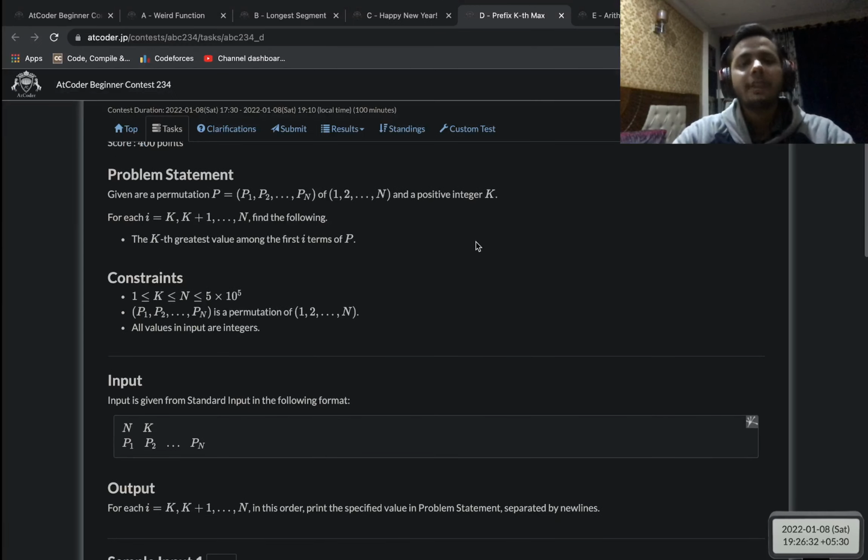Given a permutation P of 1 to n and a positive integer k, for each i from k to n, we need to figure out the kth greatest value among the first i terms of P. So that's the problem. For each i going from k to n, we need to figure out the kth greatest value among the first i terms of P.